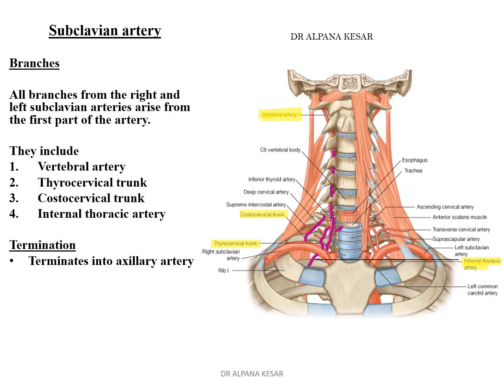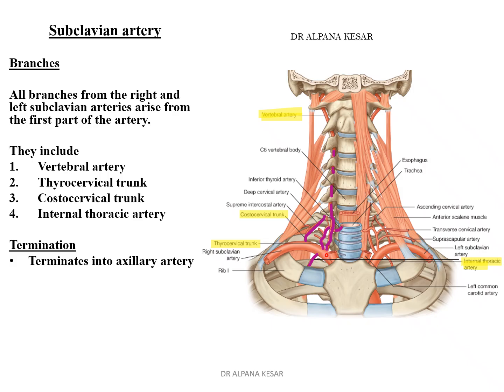Branches of the subclavian artery. Subclavian artery has four branches. All the four branches arise from the first part of subclavian artery. There are no branches from the second or the third part of the subclavian artery.